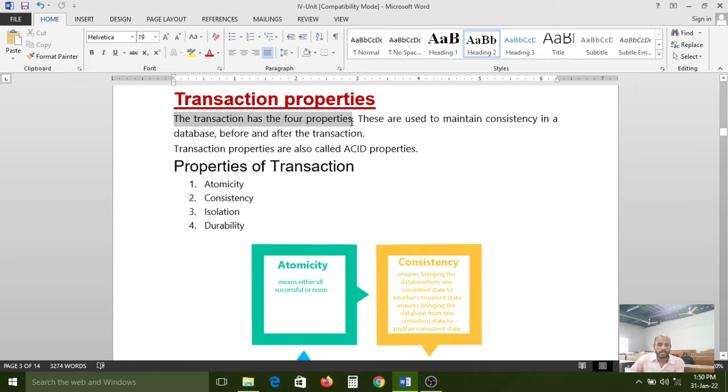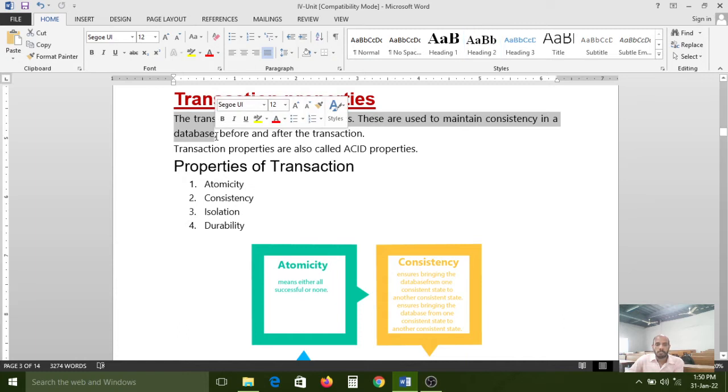four properties. These are used to maintain consistency in a database. Consistency means that if you want to maintain correct data, transactions are very important. Transaction properties are very important. If you maintain these transaction properties in your database, then we maintain consistent, correct data. That is the importance of transaction properties.